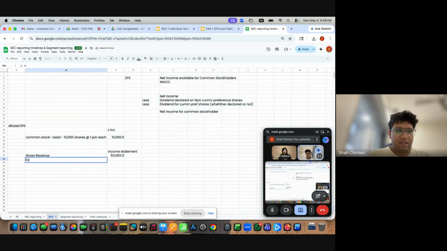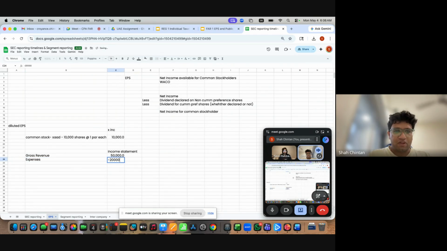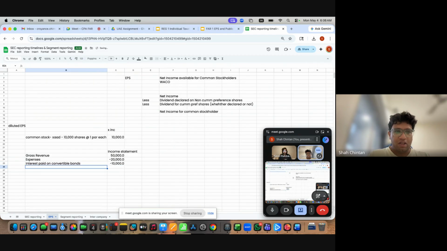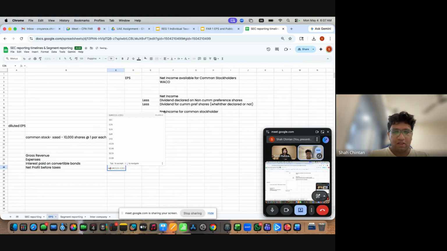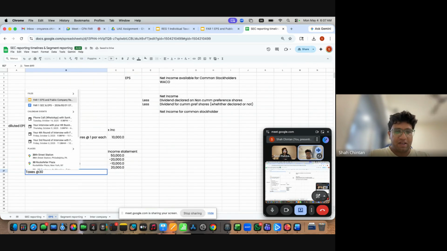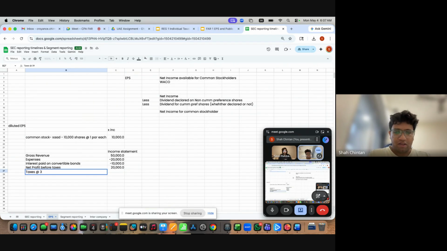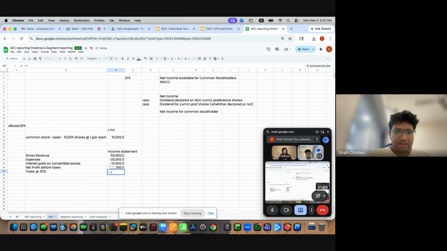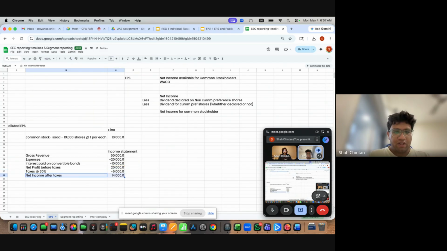Let's say the company had expenses of $20,000 and paid interest on convertible bonds of, let's say, $10,000, and then they had a net profit before taxes. Let's say the company paid taxes at a 30% rate. So the company paid taxes of $6,000, and the net income after taxes was $14,000.